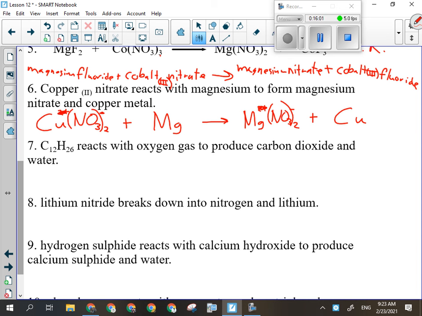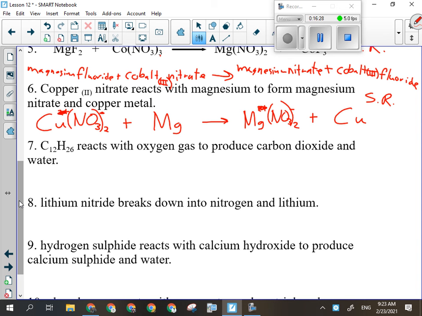All right, so now I've written out the reaction in formula form. What kind of reaction is it? It's a single replacement reaction because I've got an ionic compound reacting with an element, forming a different ionic compound and a different element. So a single replacement. Now I need to balance this thing.